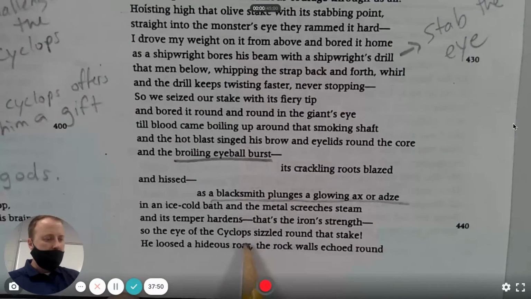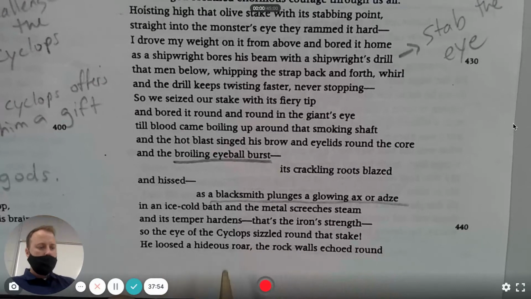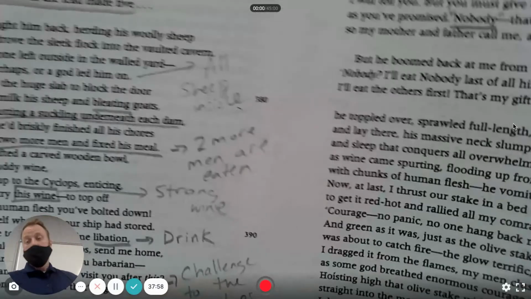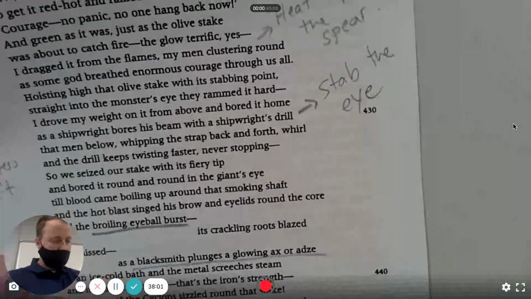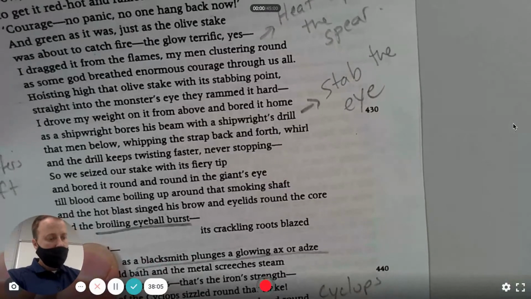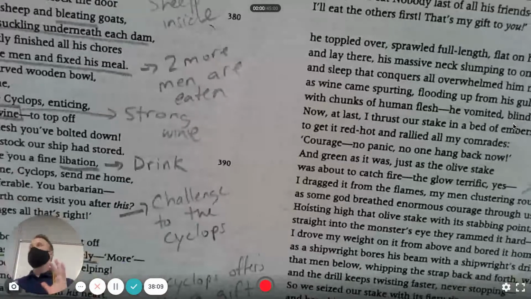"So the eye of the Cyclops sizzled round the stake. He loosed a hideous roar. The rock wall echoed around." So who wakes up? Cyclops wakes up. So, someone in the class just said he might survive.